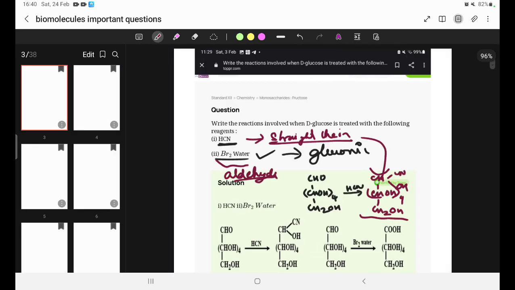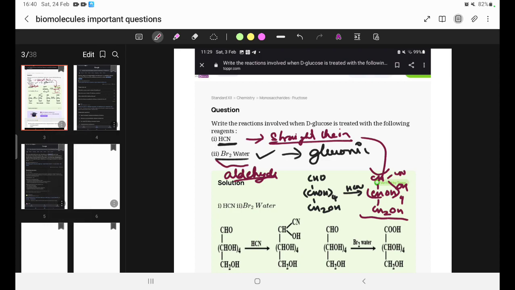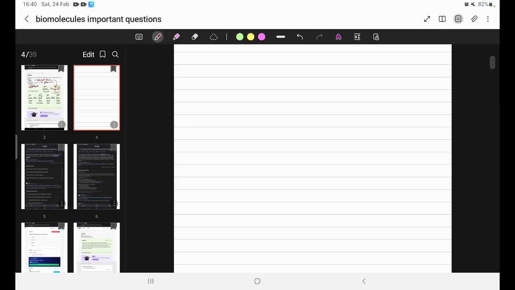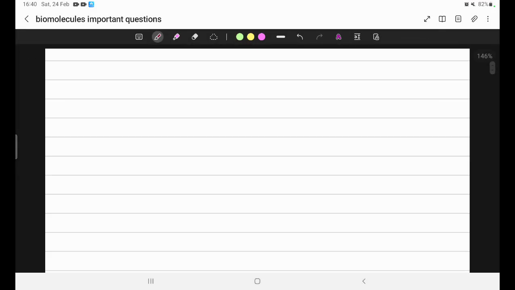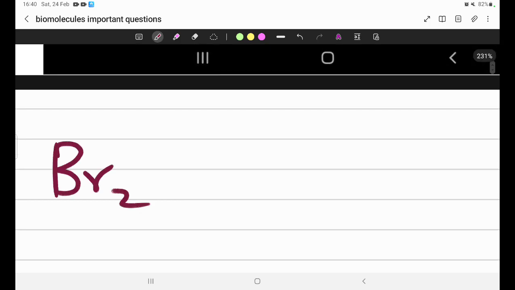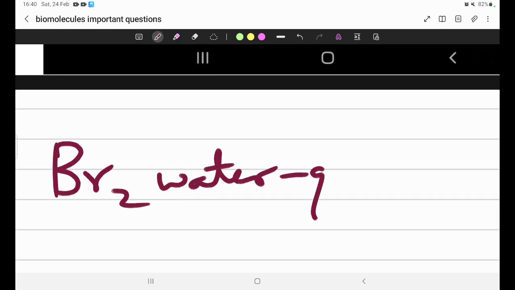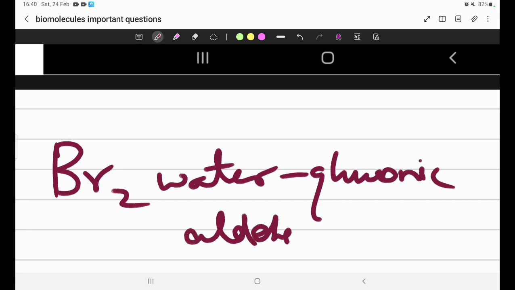So what exactly do you need to remember here? The points which I had mentioned. The first thing you need to remember is that whenever you add bromine water, we get gluconic acid. And why does this take place? To show that the aldehyde group is present in it.